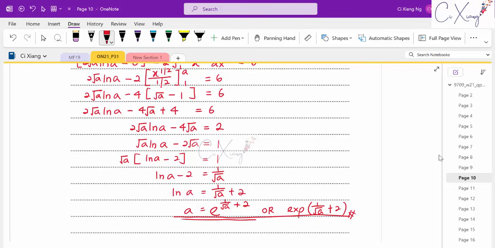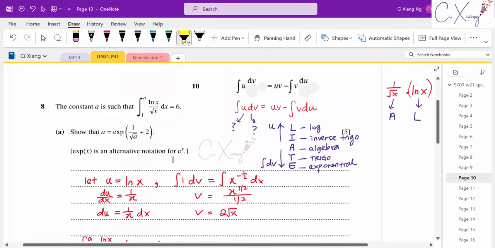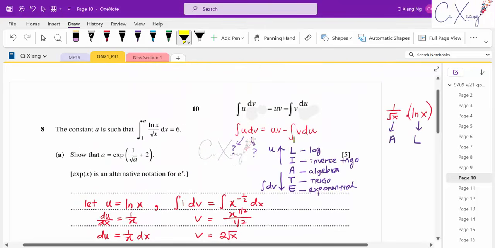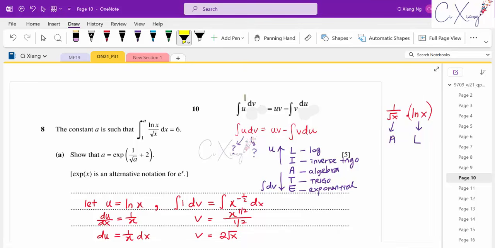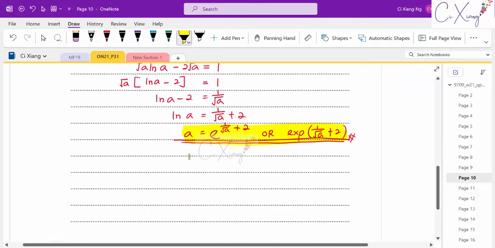So this question, to prove the equation that they want us to show, will be slightly longer because at first you need to decide what is the correct integration technique to lead you to this answer. For this particular question, we actually apply integration by parts. Then now let's proceed to the next part.